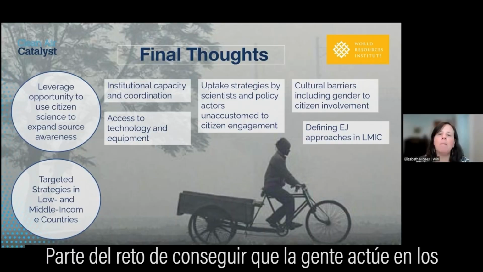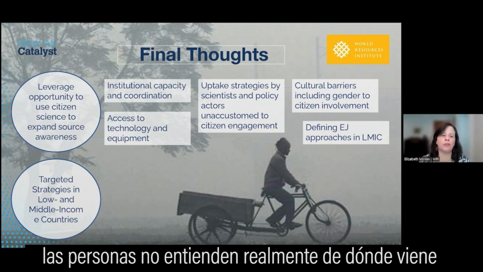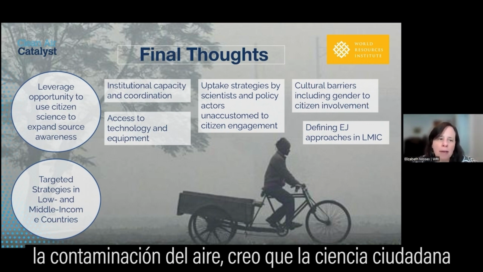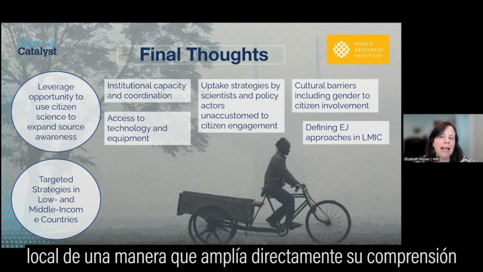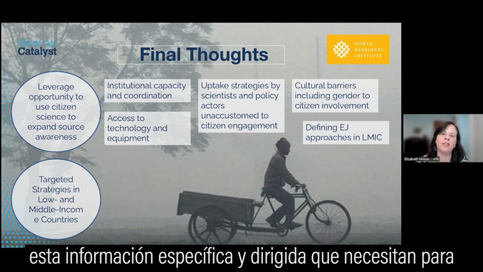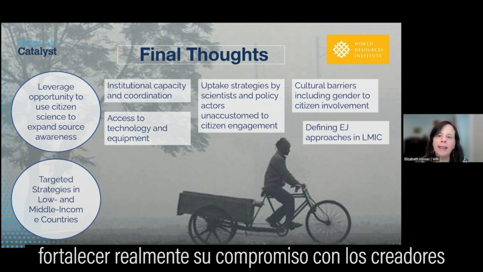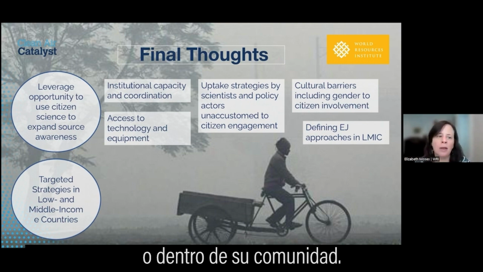Part of the challenge of getting people to act on the ambient air quality challenges is that people don't really understand where that air pollution is coming from. Then I think citizen science is a really important way to engage local people in a way that directly expands their understanding of those sources of pollution and will hopefully give them this specific and targeted information that they need to really strengthen their engagement with policymakers and as well as take specific behavioral action themselves or within their community.